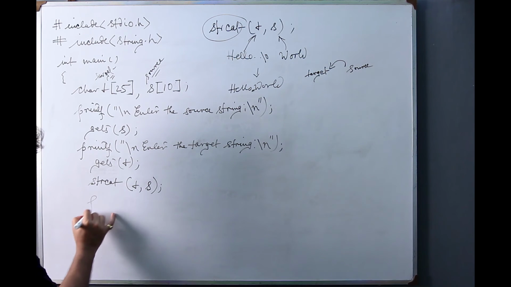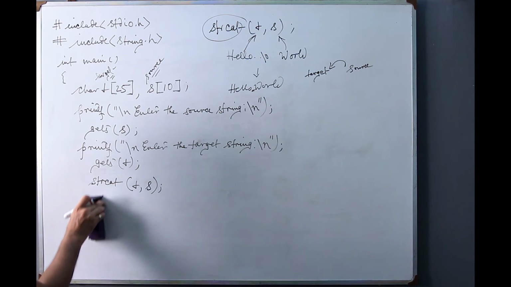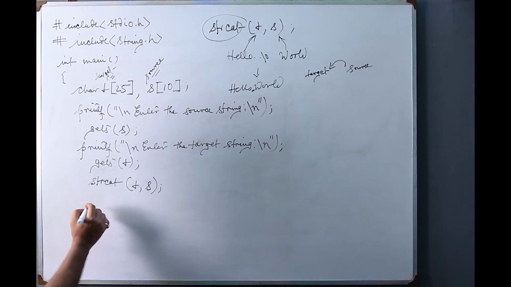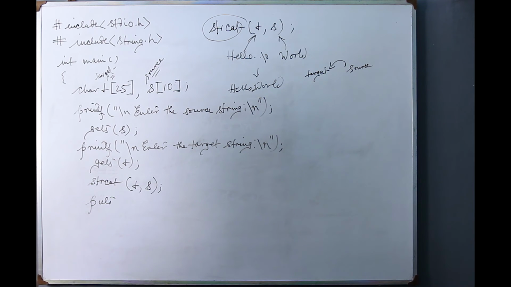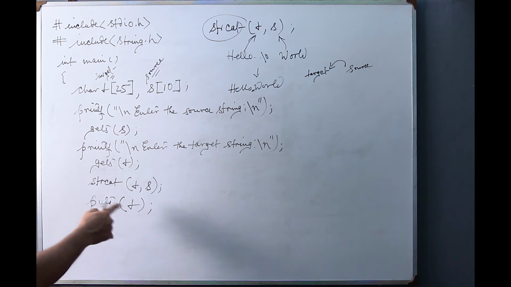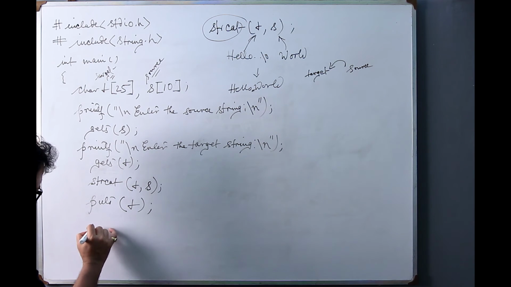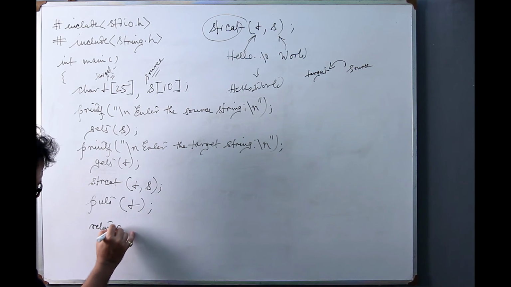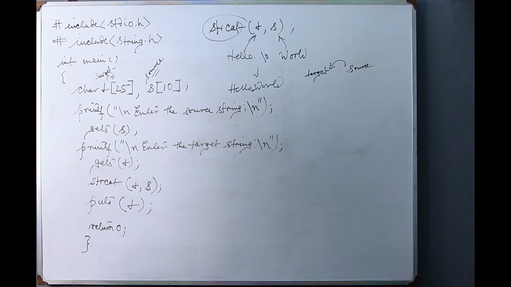So another library function is the unformatted output function puts. So puts T will print the target. After that, return 0, and then the end of the main section.